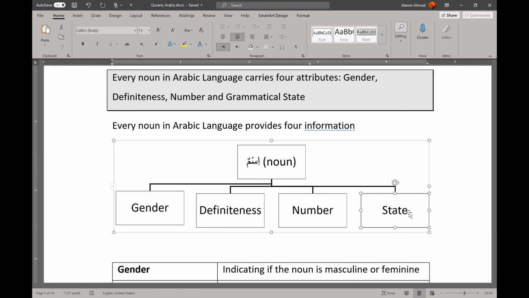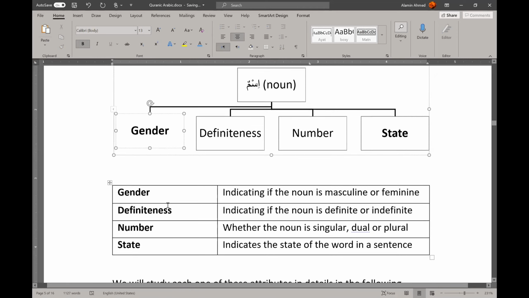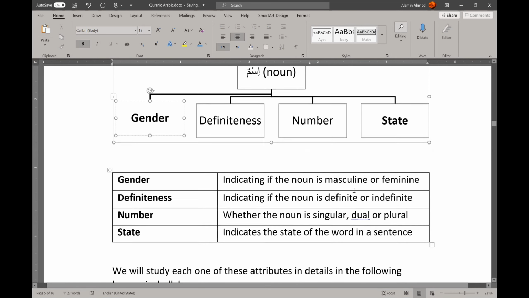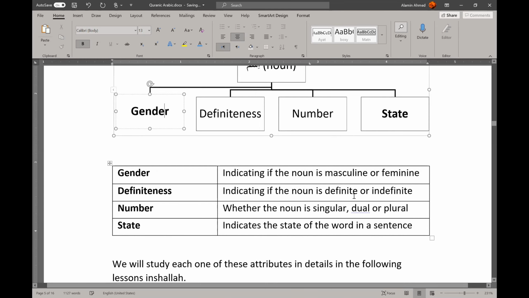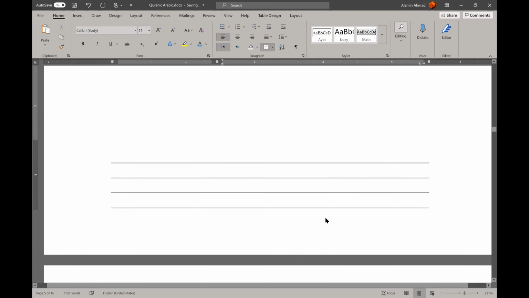Don't worry too much about the grammar state right now, guys. Our whole Arabic journey will be dedicated to this concept of grammar state. So if you don't understand, welcome to the class. If you understand, maybe you should come to my other class, because in this class our job is to understand this. So first we are trying to understand gender. Gender indicates whether a noun is masculine or feminine, and definiteness indicates whether it's definite or indefinite, and then the numbers and all these other things, which we'll study.